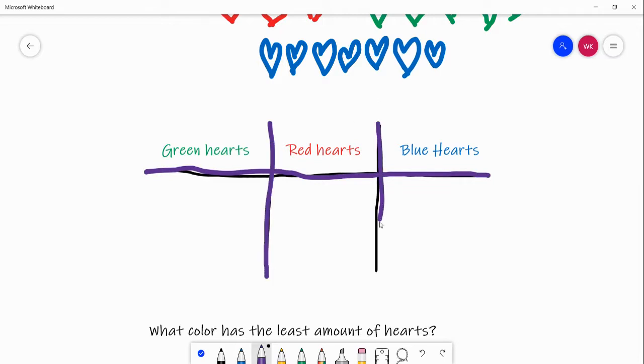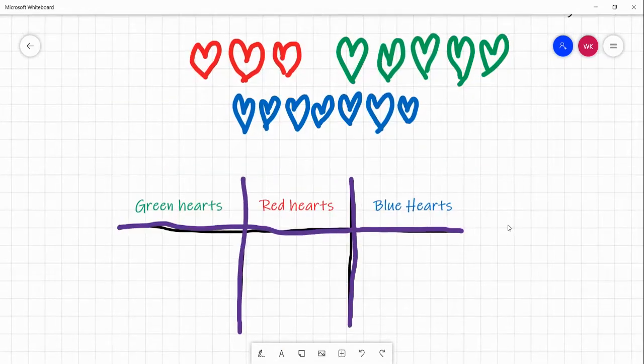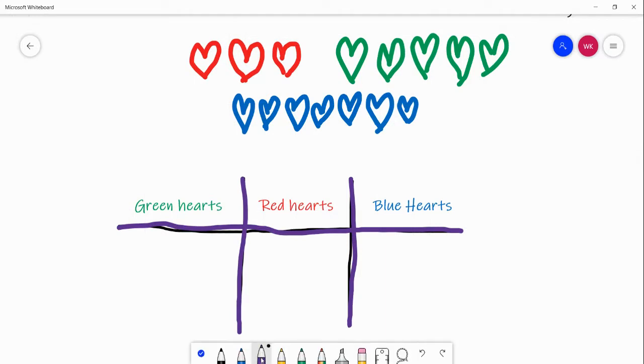And today we are going to be working with green hearts, red hearts, and blue hearts. So we're going to be putting tally marks into this tally chart. A tally mark is represented by data. So let's look at first the green hearts. How many green hearts do we have? We're going to make a tally mark for every green heart that we have. And I'm going to do it by color too so you can see.